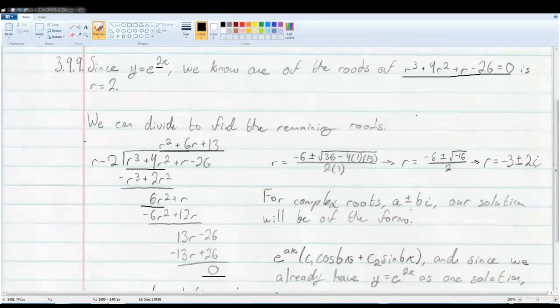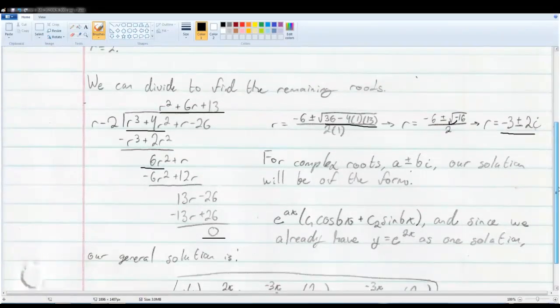So using the quadratic formula, we have a negative discriminant. That means we have two imaginary roots. So we pull the negative out. We have the i, square root of 16 is just 4. And so we have negative 6 plus or minus 4i over 2. That simplifies to 2 roots, negative 3 plus or minus 2i.